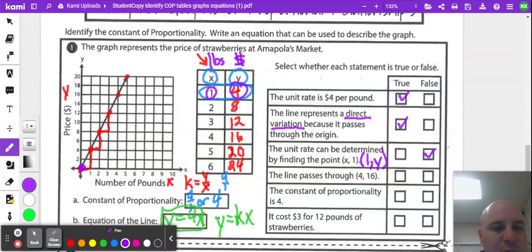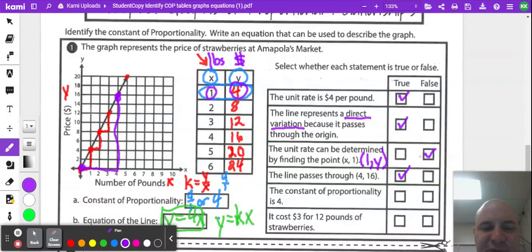The line passes through 4 comma 16. So I'm going to go over here to my grid and go over to 4 and up to 16 and see, does the line pass through there? And by George, it does. So that's a true statement. It does pass through 4 comma 16.